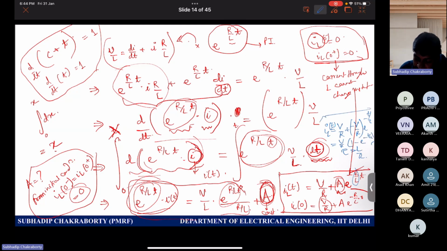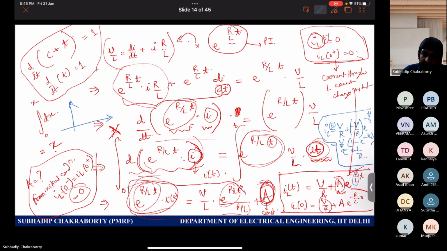So this is a standard, very popular equation of the current through the inductor for a first order RL circuit. So it looks like this. Whenever you switch on, the current through the inductor initially will be 0, then it will rise up to V/R. So this is IL(t).